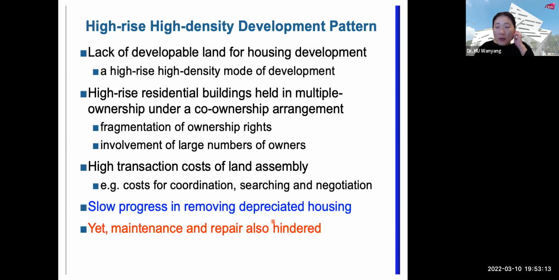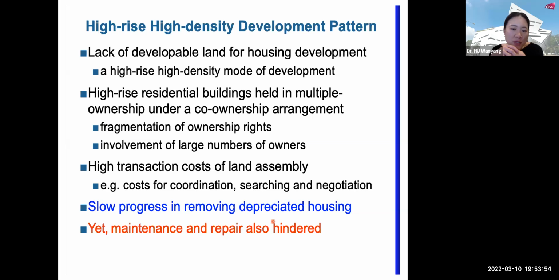The development pattern will also influence the depreciation rate, especially the high-rise and high-density development pattern in Hong Kong. We all know that Hong Kong is a relatively small city-state and lacks developable land for housing development. So we have to build a lot of high-rise, high-density buildings for residential use. This is the typical development pattern in Hong Kong, and most of these high-rise residential buildings are held in multiple ownership under a co-ownership arrangement.